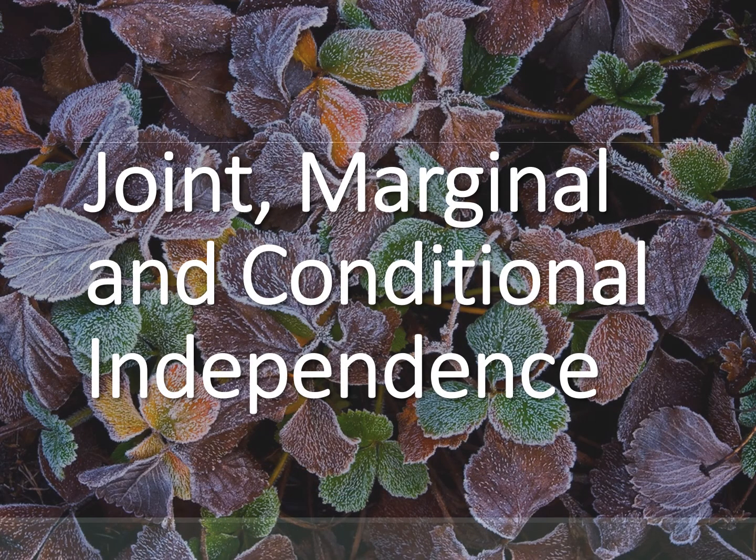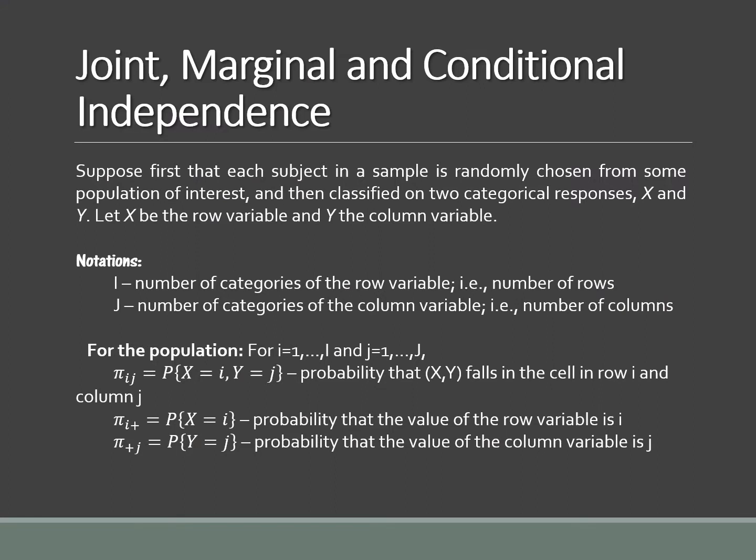So after reviewing some concepts needed about the distributions for categorical data analysis, we'll now revisit some concepts, say joint probability, marginal probabilities, and conditional probabilities, and the concept of independence, but we will view them in the perspective of contingency tables. So to start with the illustration, first let's create an example.